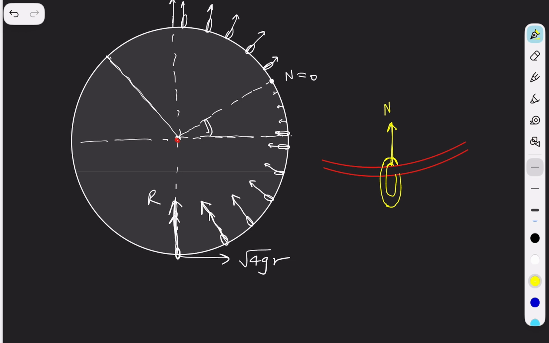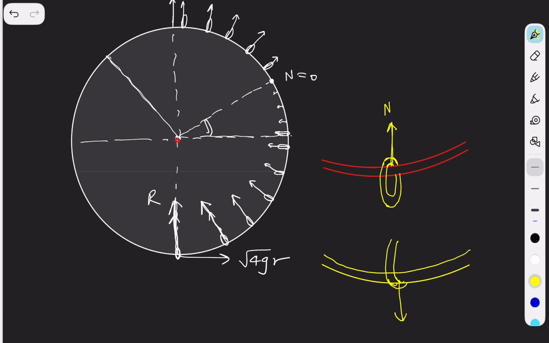Okay, and guys, if this is your ring, and this is the case, then in that case the normal force will be acting in the outward direction. I hope this is fine.